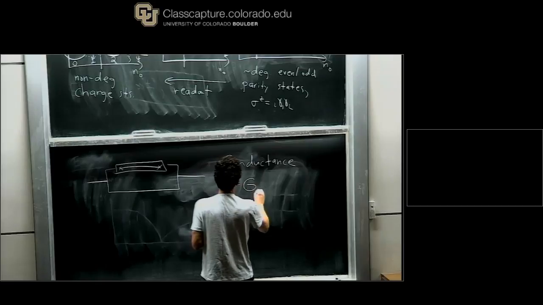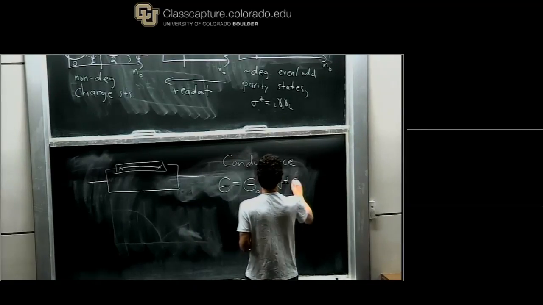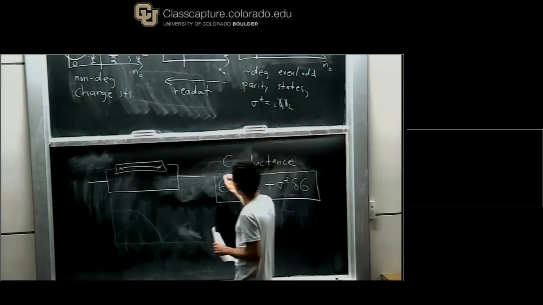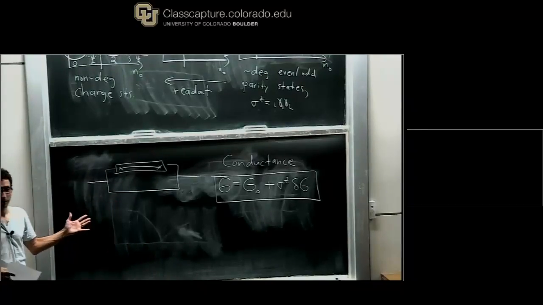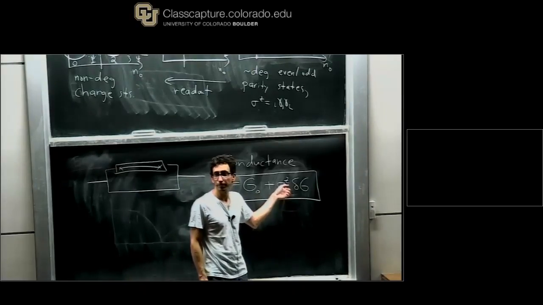And that conductance G will generically have the form G0 plus sigma z times delta G. So if you were to measure the conductance, then that in turn allows you to infer the value of sigma z.